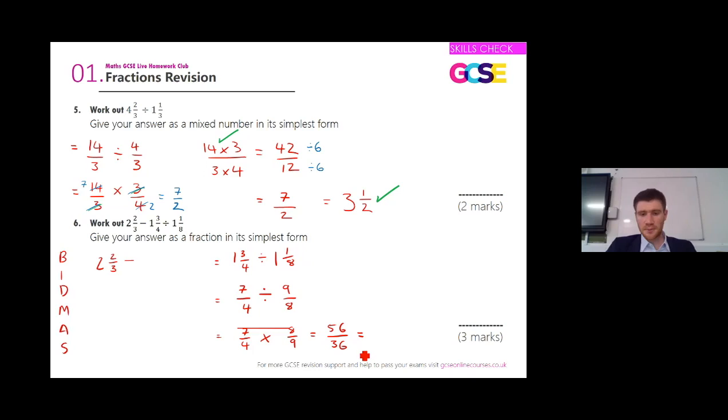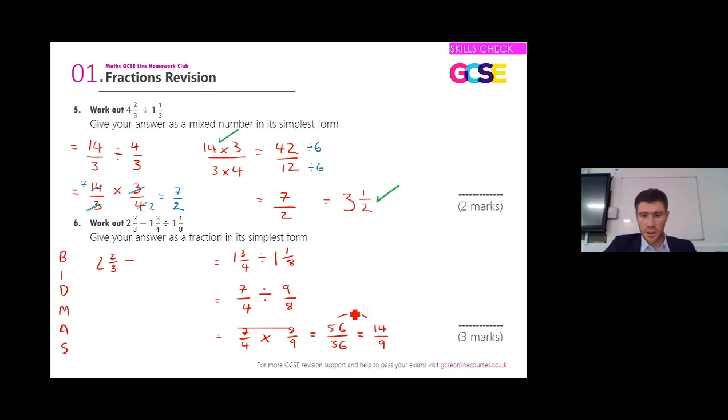Okay, so 56 and 36, well, they could both be halved and you'd have 28 over 18. They could both be halved, you'd have 14 over 9. Okay, now you can also divide both of these by 4. There's lots of ways of thinking about this, but that is it in its simplified form.